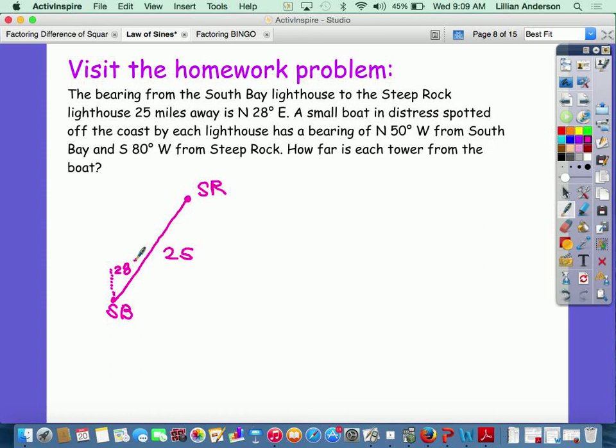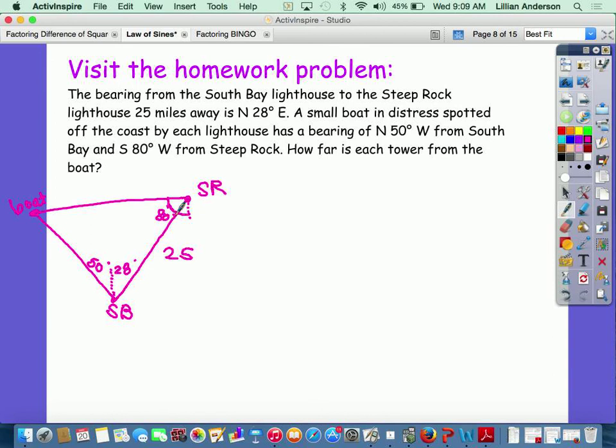Then it says a small boat in distress is spotted off the coast by each lighthouse, with a bearing of north 50 degrees west from South Bay, and south degrees west from Steep Rock. So here's your boat that's in distress, and this angle from Steep Rock, south degrees west, should be 80.